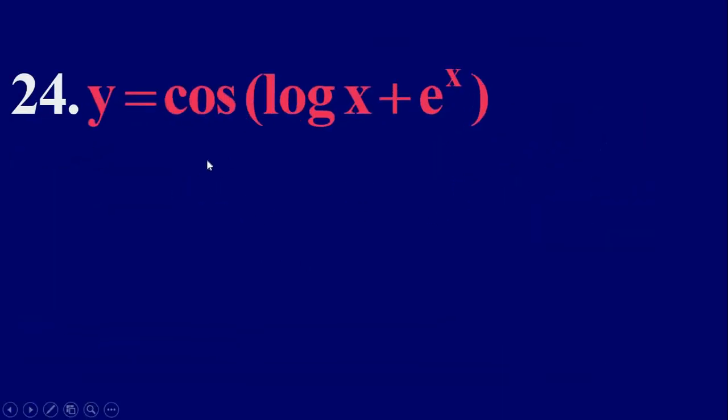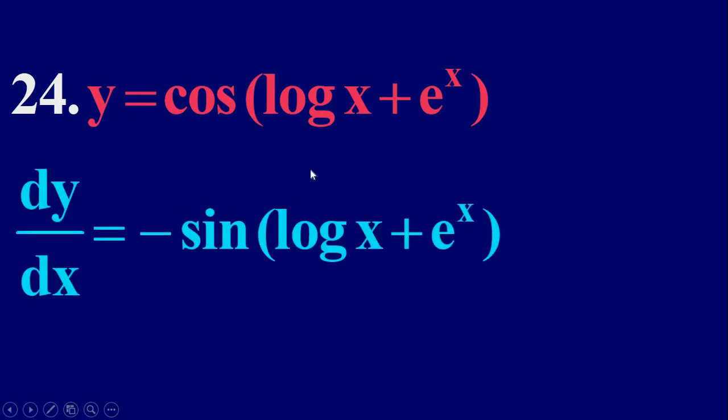The next one, y equal to cos of log x plus e power x. It is of the form cos x, and cos x differentiation is minus sin x, but in place of x you have to write log x plus e power x. So therefore dy by dx is minus sin of log x plus e power x. In place of x you have to write log x plus e power x.